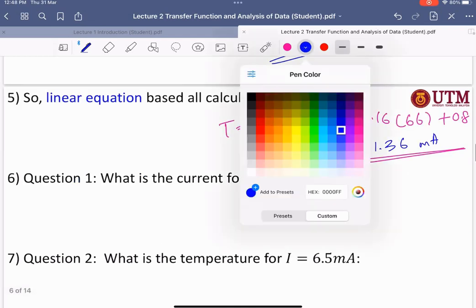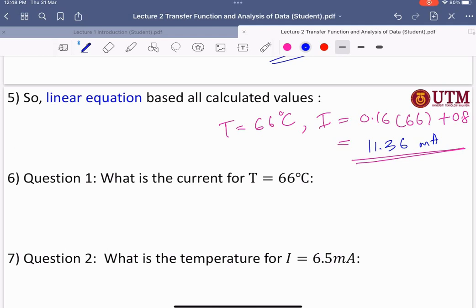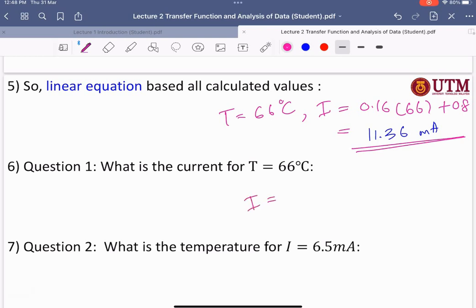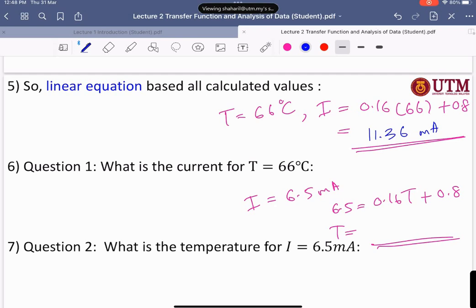Okay, that's it. The other question is about I equal to 6.5 milliamp. So 6.5 equals 0.16 t plus 0.8. So what will be the t? Maybe easier, right? Oh, Omar Reda, good. Do you use the calculator or Excel? 35.625. Okay, calculator also, that's okay.